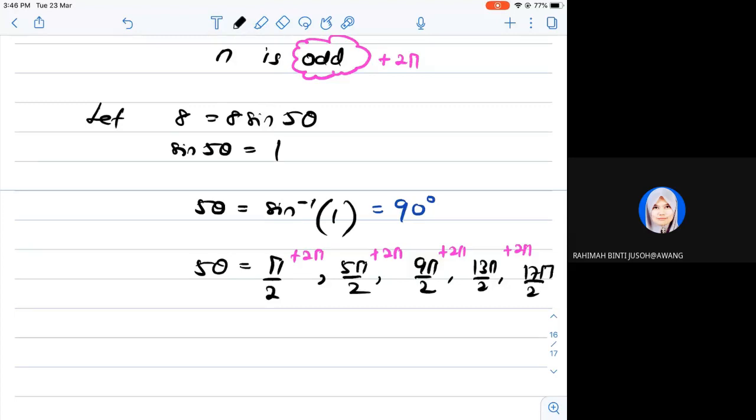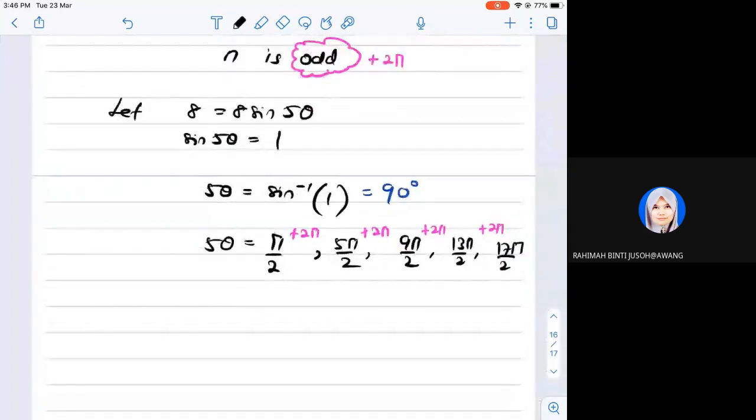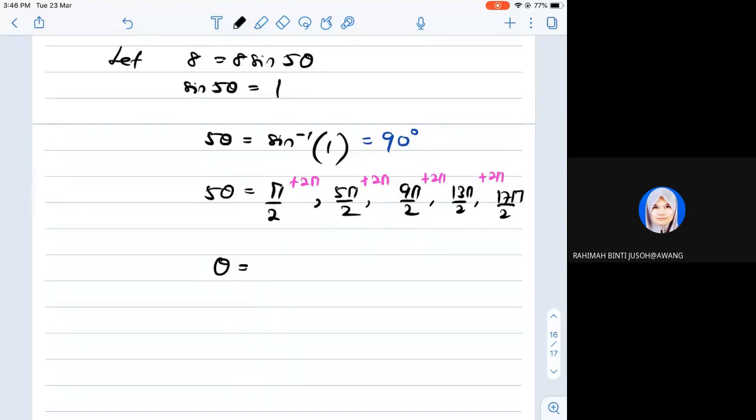Macam tu. Okay, now ini untuk 5 theta lah. So cari theta, divide everything by 5. Bahagikan semua sekali dengan 5. So pi over 2 bahagi 5, you dapat pi over 10. 5 pi over 5 should be pi over 2 lah. 9 pi over 2 bahagi 5 jadi 9 pi over 10. And then 13 pi over 10, 17 pi over 10.